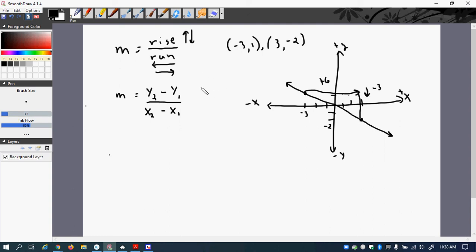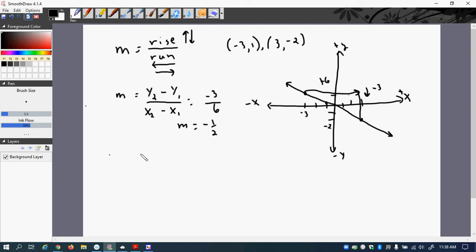So I can count. I can say, okay, the run is 6, so I put 6 here. And then the rise is negative 3. So I have, if I reduce this, negative 1/2. So that means if I go to the right 1, 2, down 1, I land on my line. If I go over 1, 2, down, I'm on my line. So this tells me my slope is negative 1/2 just by looking at the graph. Now we could also use the equation to get the same answer.